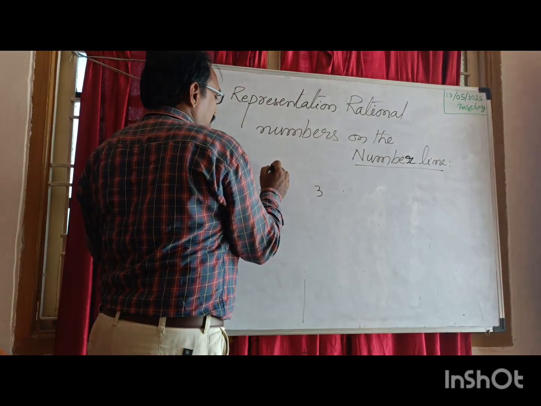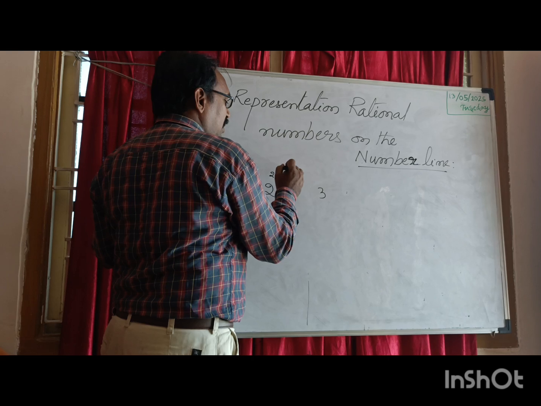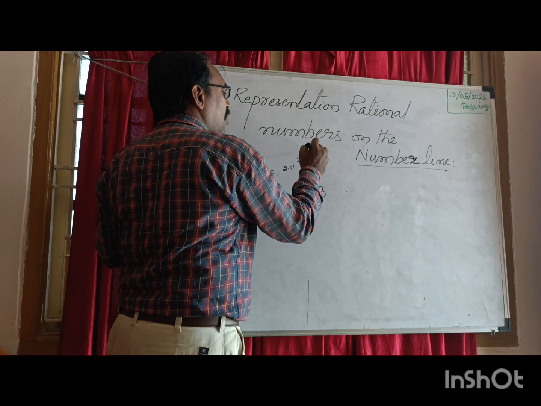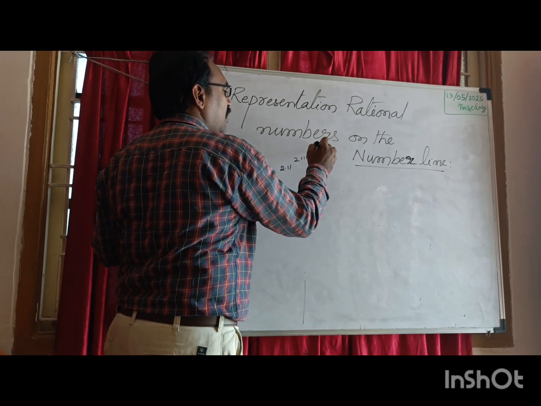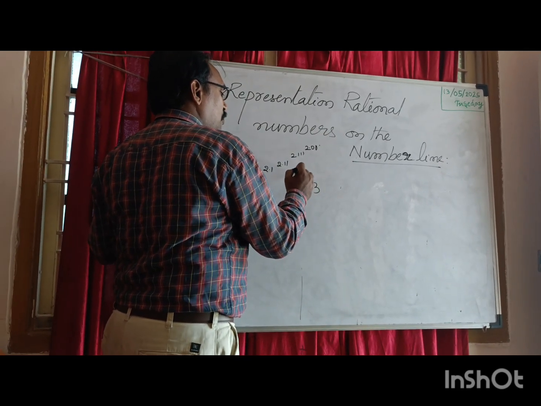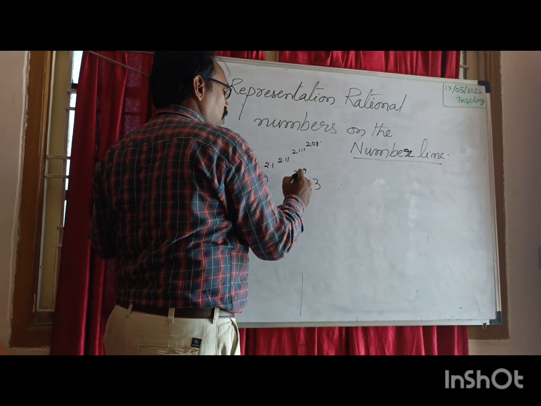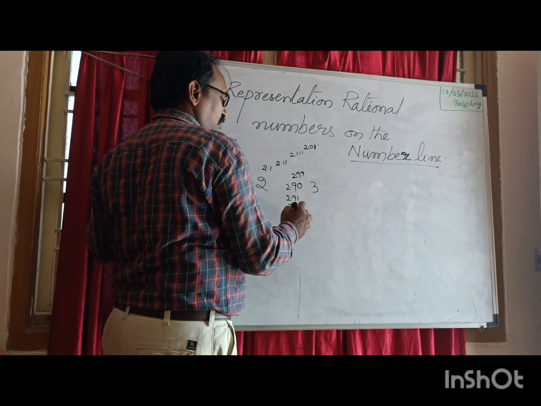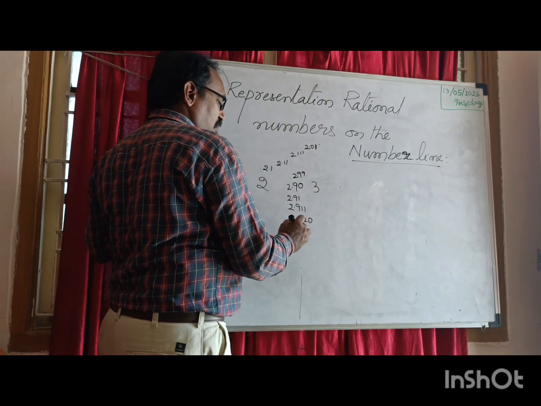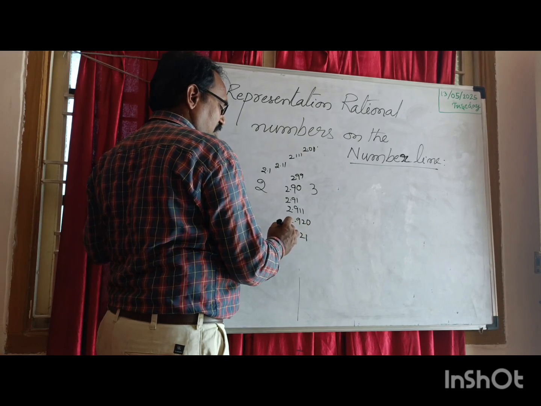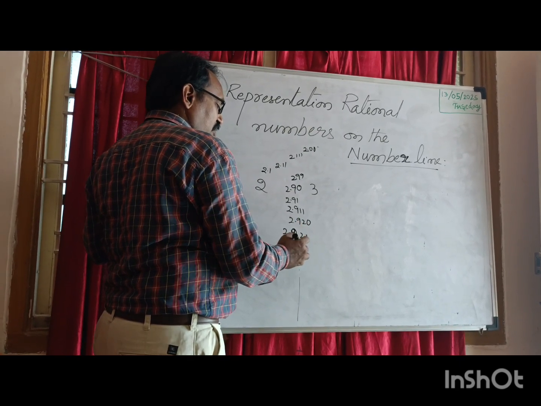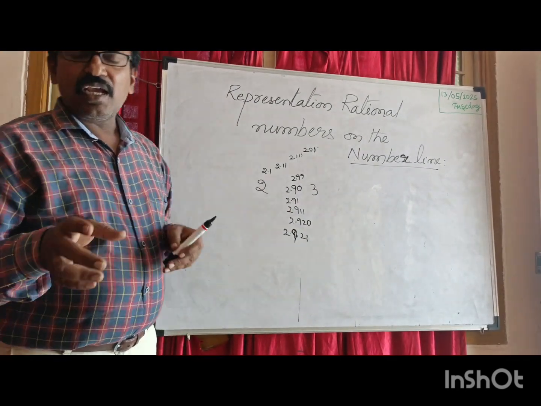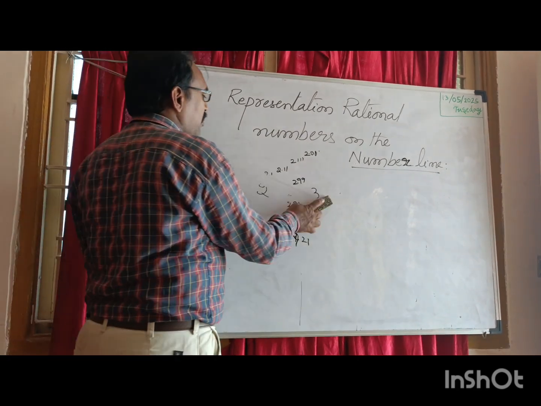How many? For example 2.1, 2.11, 2.111, or 2.01, or 2.99, 2.90, 2.91, 2.911, 2.920, 2.921. So like this you have so many. There will be infinite rational numbers between any two rational numbers. This concept we have to understand.